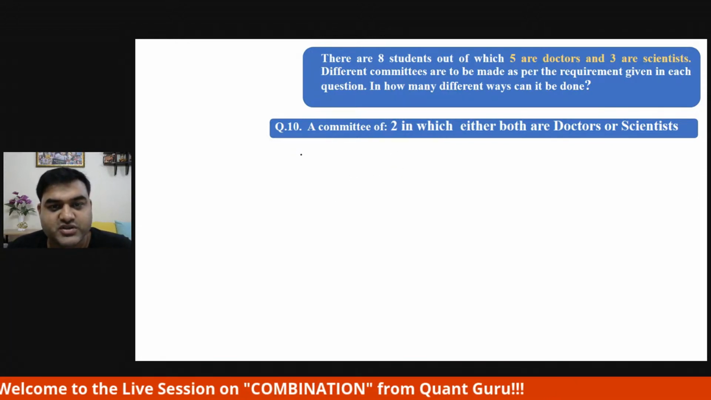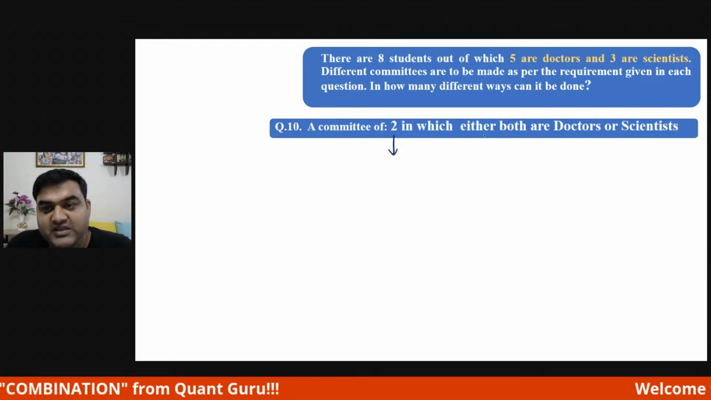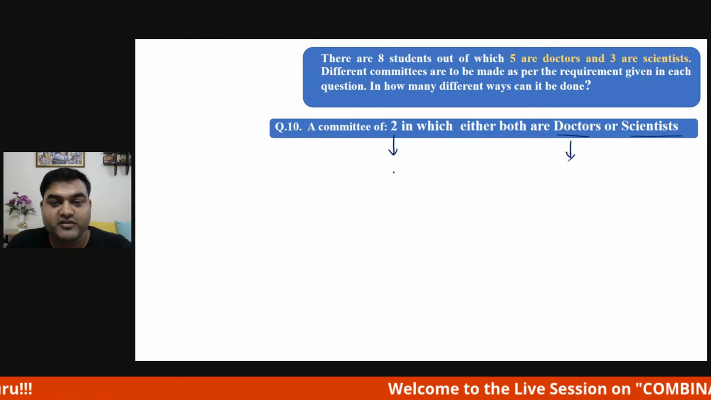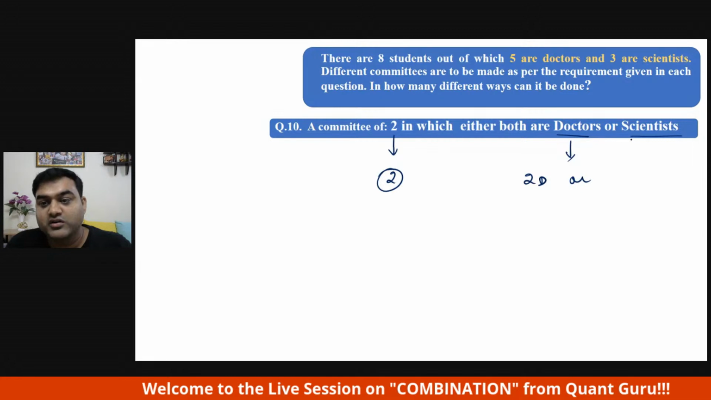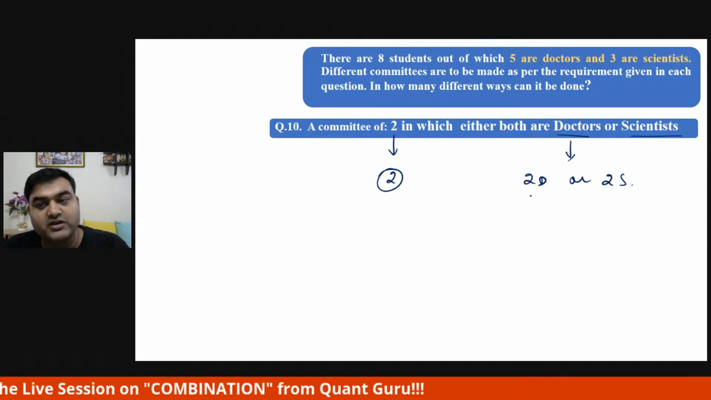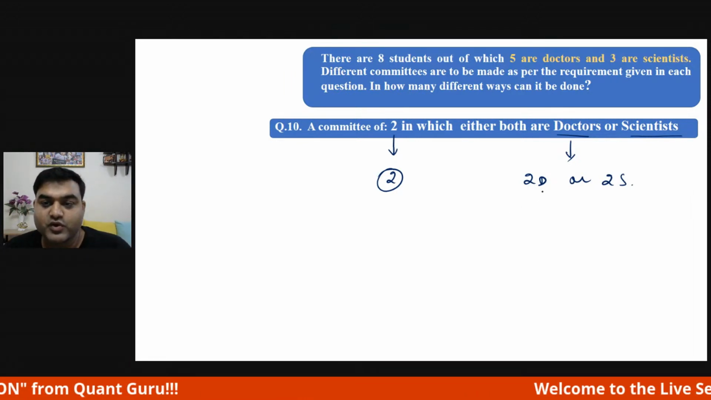Okay, let's come to this question. A committee of 2, in which either both are doctors or both are scientists. What does it mean? The committee of 2 we have to make, no? So both 2 doctors or 2 scientists, isn't it? Both should be either doctors, otherwise both should be scientists. Either or, right? So okay, let's see.